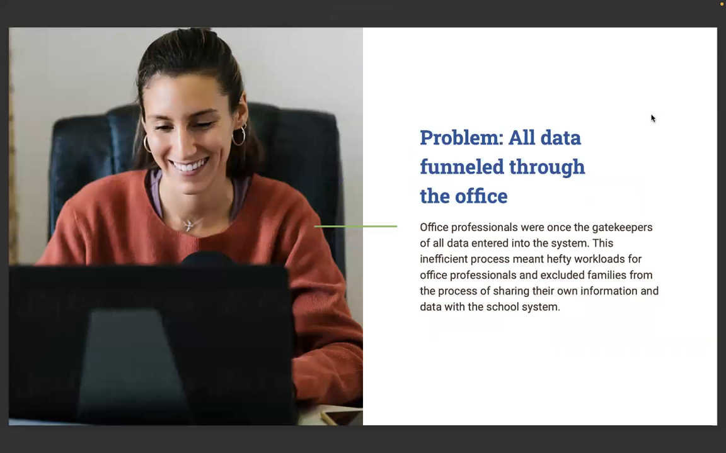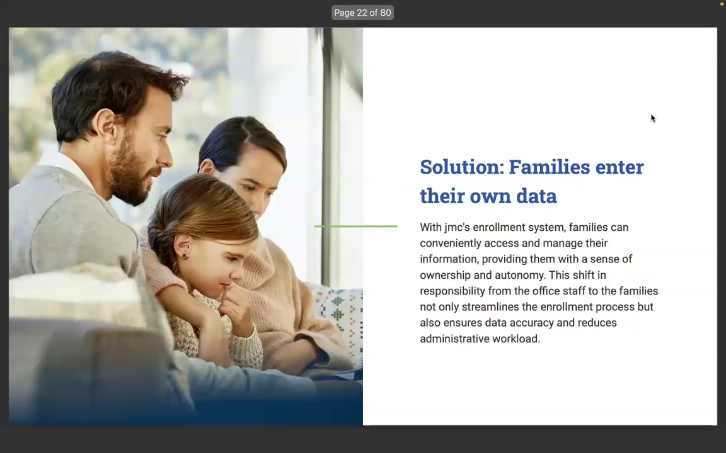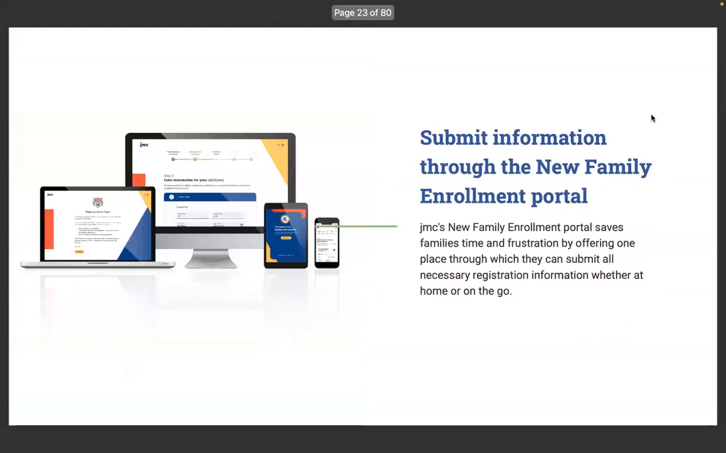The problem that we were facing is that all data is funneled through the office. Office professionals were once the gatekeepers of all that came into the system. This inefficient process meant hefty workloads for office pros and excluded families from the process of sharing their own information and data with the school system. So JMC's solution is for families to enter their own data, allowing them convenient access and the ability to manage their information, providing them with a sense of ownership and autonomy. The shift in responsibility from office staff to families not only streamlines the enrollment process, but it helps to ensure data accuracy and reduce that administrative workload.